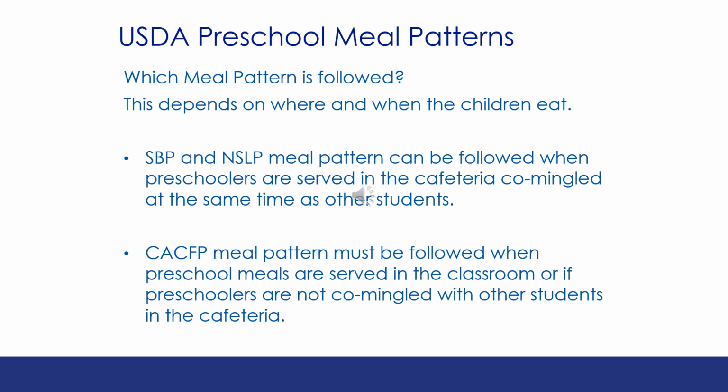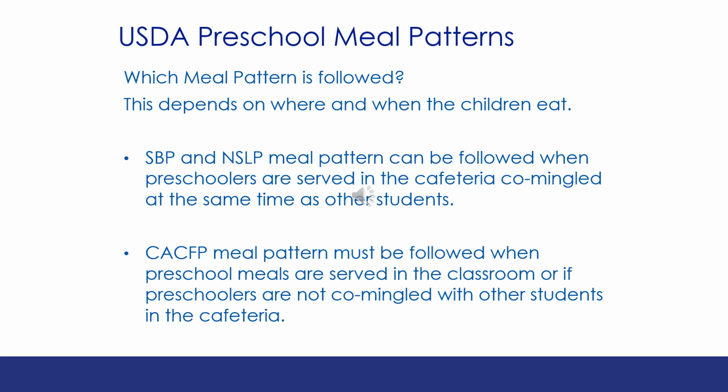So how do you know which meal pattern to follow for preschool students? It all comes down to where and when the enrolled preschoolers are eating, and whether they are commingled with other grade levels. You may use the School Breakfast Program and National School Lunch Program meal pattern when preschoolers are served in the cafeteria at the same time and alongside K-5 students. This is called commingled meal service. On the other hand, if preschoolers are not commingled, for example, they are eating in the classroom or they eat in the cafeteria at a separate time from older students, then you must follow the CACFP meal pattern.